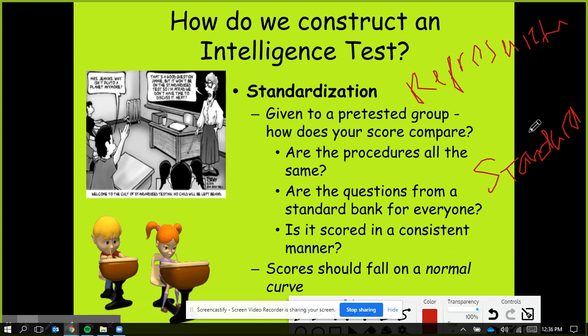For standardized tests, hypothetically, when a test is standardized, scores should fall on a normal curve as well, meaning the range of scores should be predictable. Now, tell me beforehand, how many of you have learned about the normal curve before and how to read it? I think a lot more of you have than you think.